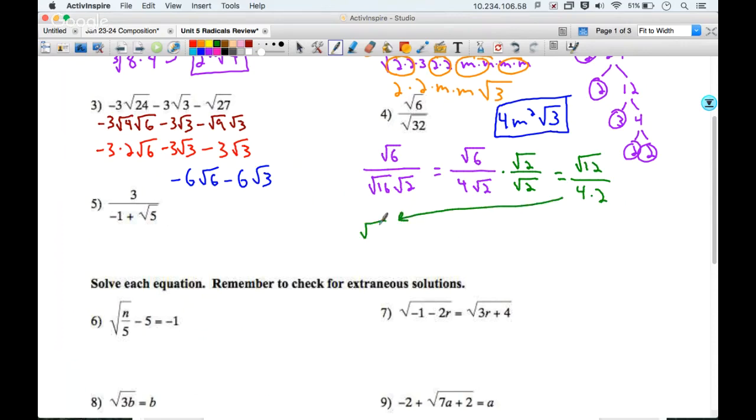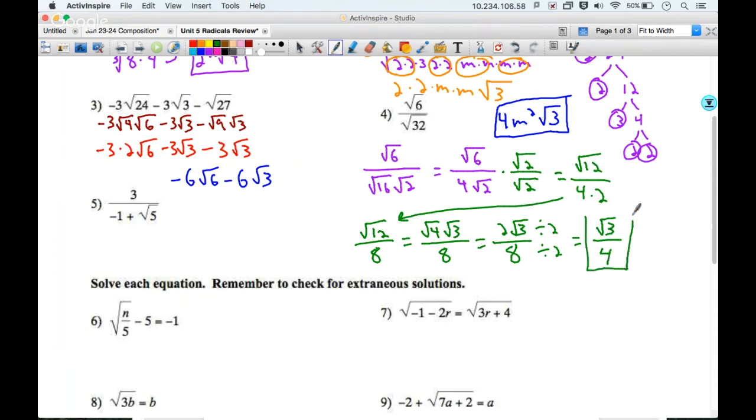Let's take a look at this. So I got the square root of 12 divided by 8. Well, that 12 still has a perfect square as a factor. So I'm going to split that 12 into a 4 and a 3. Make that now 2 root 3 over 8. And now I can divide the top and the bottom by 2 to just get the square root of 3 over 4.